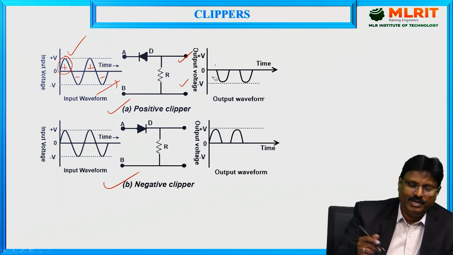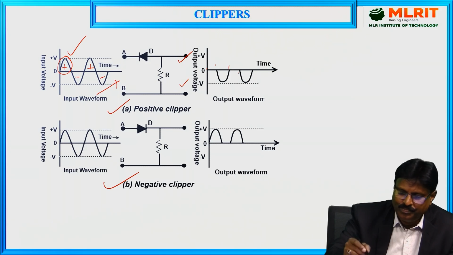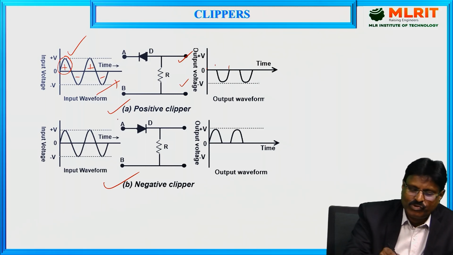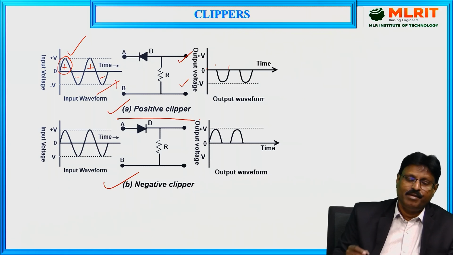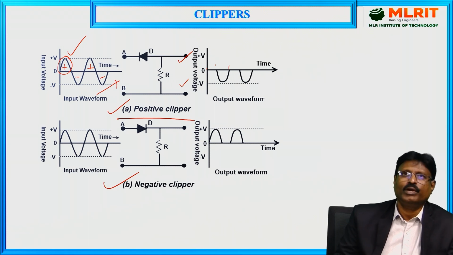Similarly here, the second cycle, same thing here. Actually, the positive peak must be there. That is not there in the output. So that's why here it is called a positive clipper. That means positive peaks are removed here. They are clipped here. So that's why it is called a positive clipper, right?